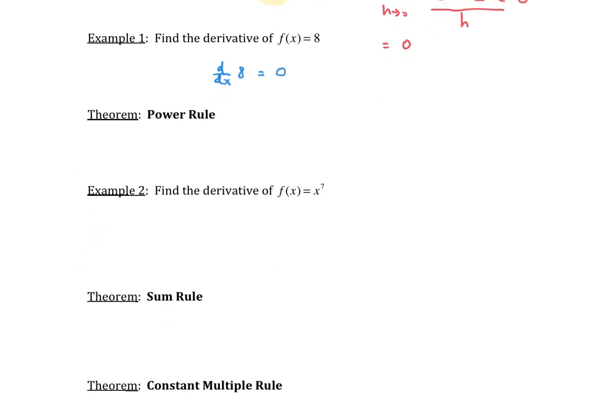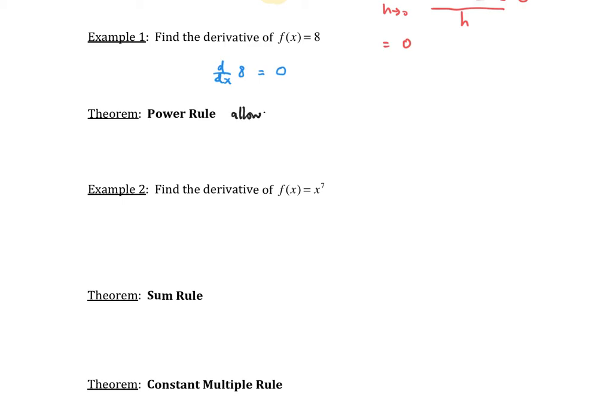Let's talk about the next big rule that we learn. We learn about something called a power rule. The power rule allows us to find the derivatives of monomials. Mono means one, so a monomial looks something like x to the n. Okay, and in this particular case, n is a positive integer.